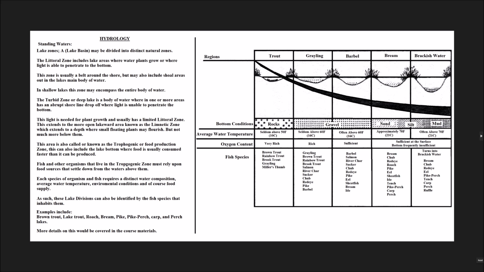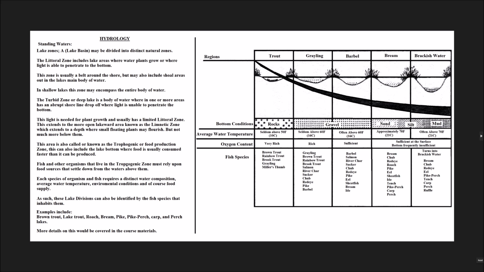Fish and other organisms that live in the trophogenic zone must rely upon food sources that settle down from the waters above them. Each species of organism and fish requires a distinct water composition, average water temperature, environmental conditions, and of course food supply. As such, these lake divisions can also be identified by the fish species that inhabit them. Examples include brown trout, lake trout, roach, bream, pike, pike perch, carp, and perch lakes.